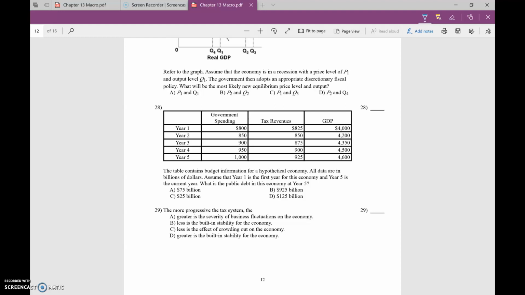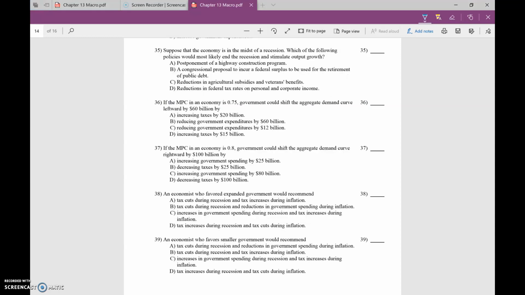Now take a look at question number 28. They're asking what's the public debt in the economy at year 5. I believe we have a question like this in one of the Excel sheets I gave you. So please follow the Excel sheet and try solving this problem, because I just want you to do this question number 28 by yourself. The method is totally explained in the Excel sheet. Okay.